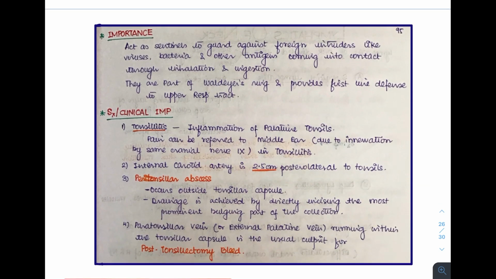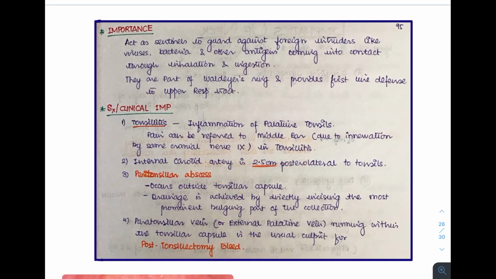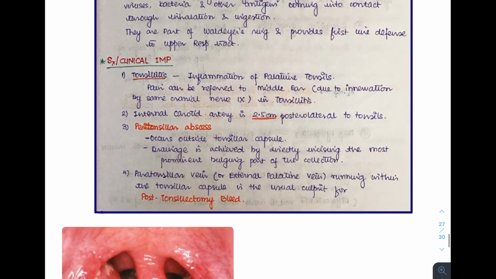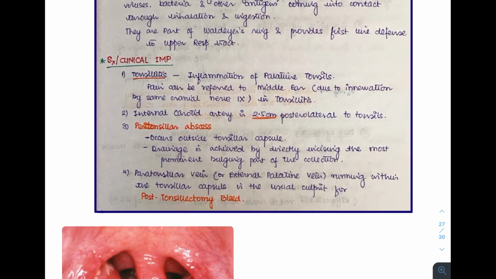When we come to the importance of these structures, as I was already telling you, they are a part of the Waldeyer's ring, and hence they are forming the first line of defense to the upper respiratory tract. And as I already told you before, clinically, why is it so important? Because inflammation of these palatine tonsils is what we know as tonsillitis. It can be acute, it can be chronic. And sometimes pain can be referred to the middle ear in tonsillitis because of a shared supply by the 9th cranial nerve, also known as the glossopharyngeal nerve.